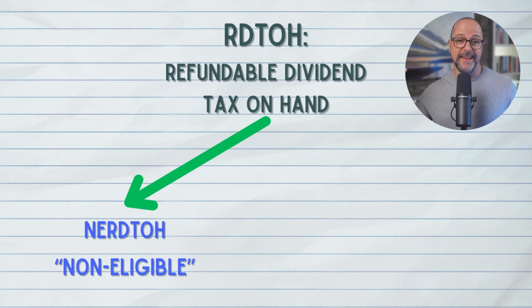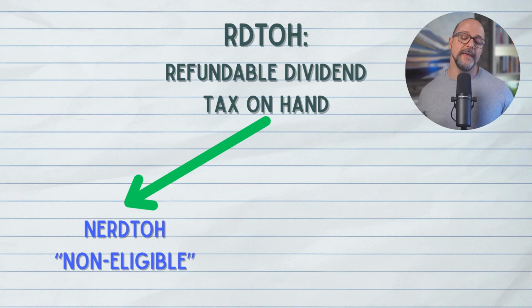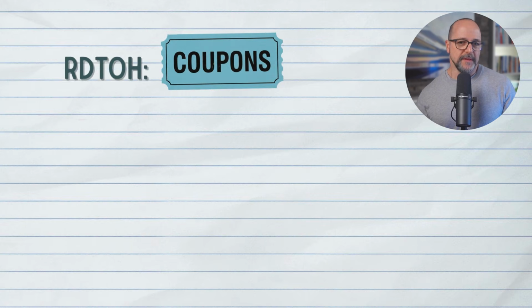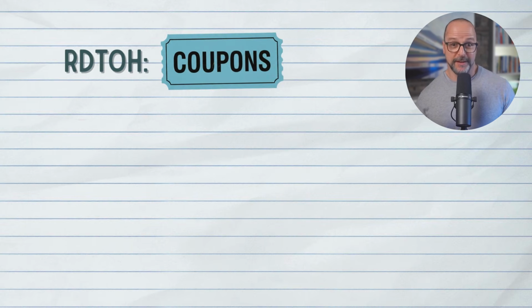There's the non-eligible RDTOH and then the eligible RDTOH, but they work the same way. They just have different numbers. So we're going to discuss them together. You can think of this as your cash back coupon.